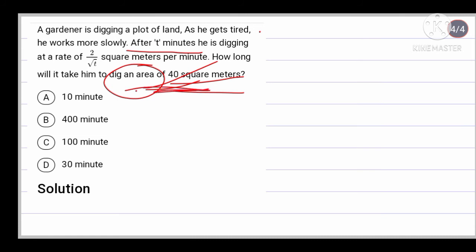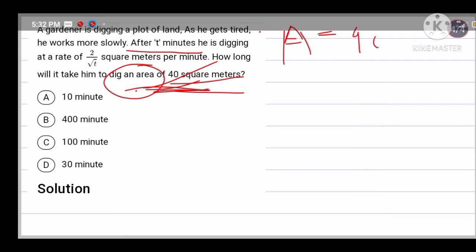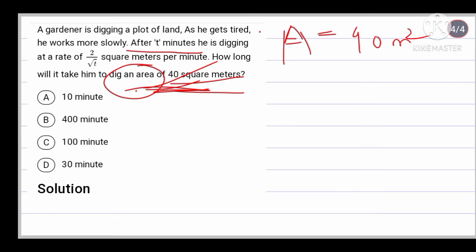So whatever is given we will write down. Area A is given to you. Area A is nothing but 40 meter square. Now we just have to find t, and t is nothing but minutes. So we have to find t, which is the time. So that we have to find. How will we find it now?